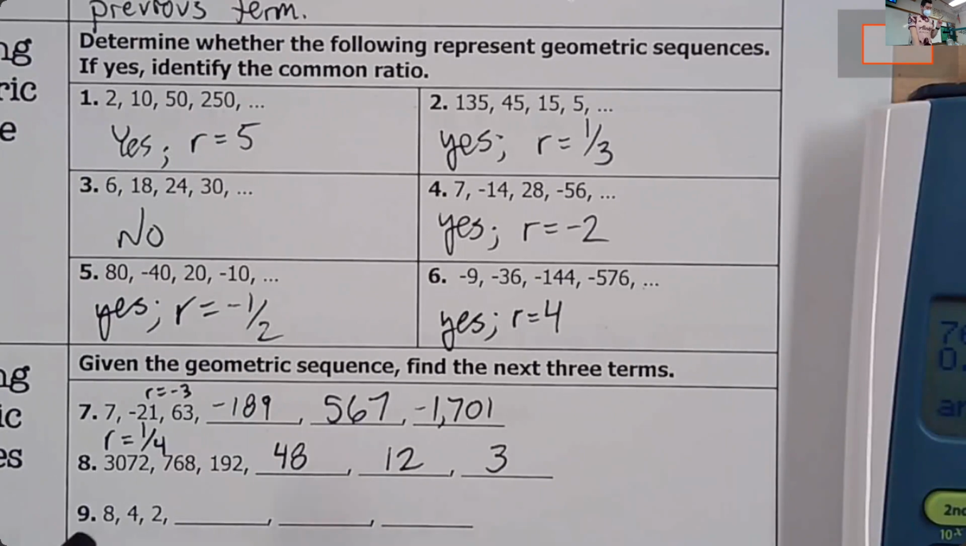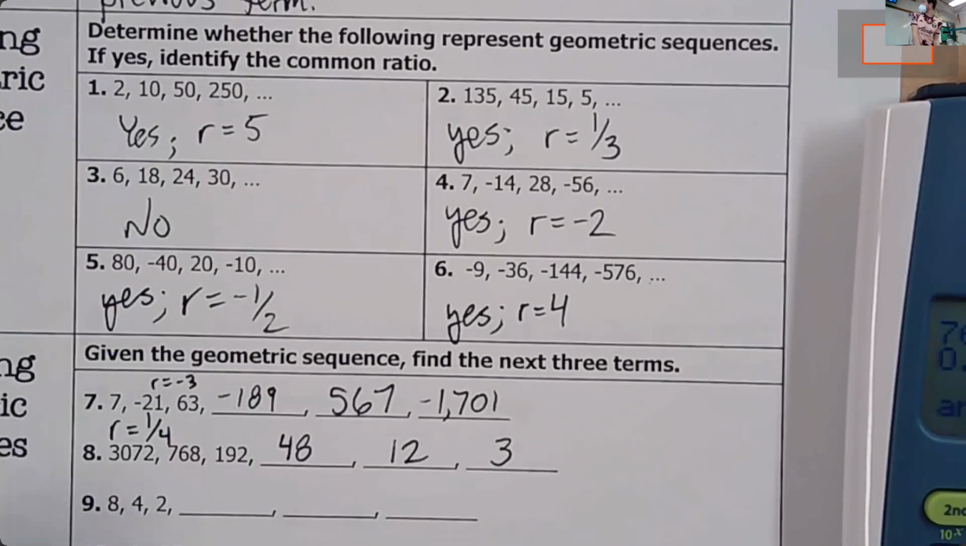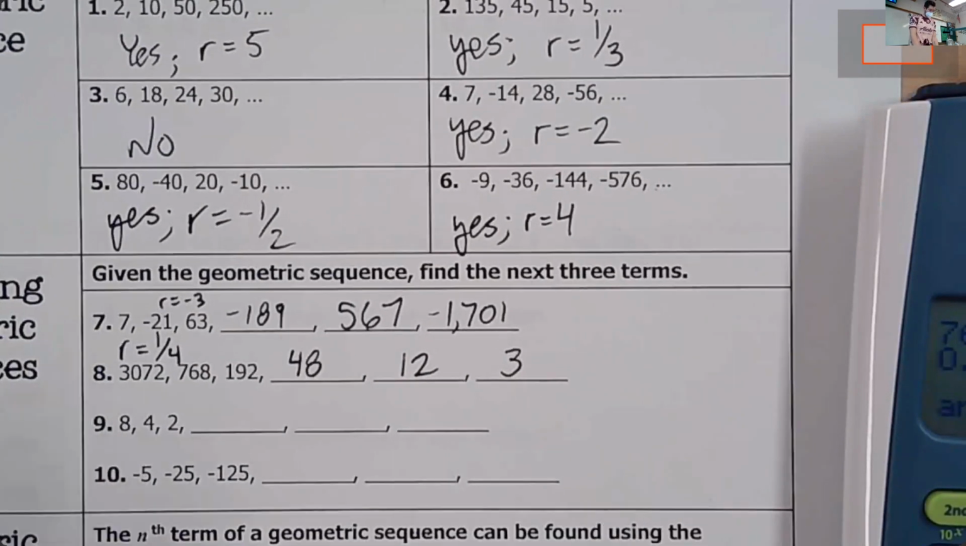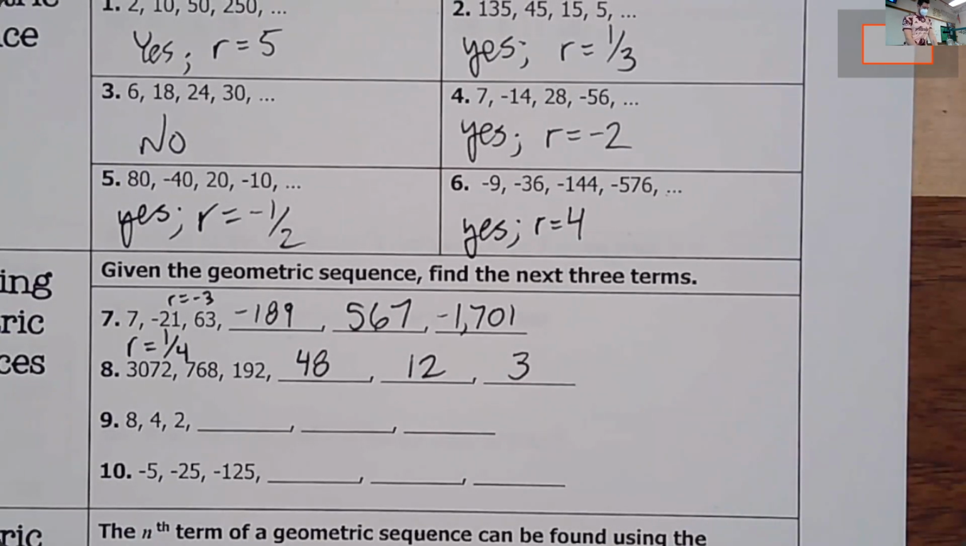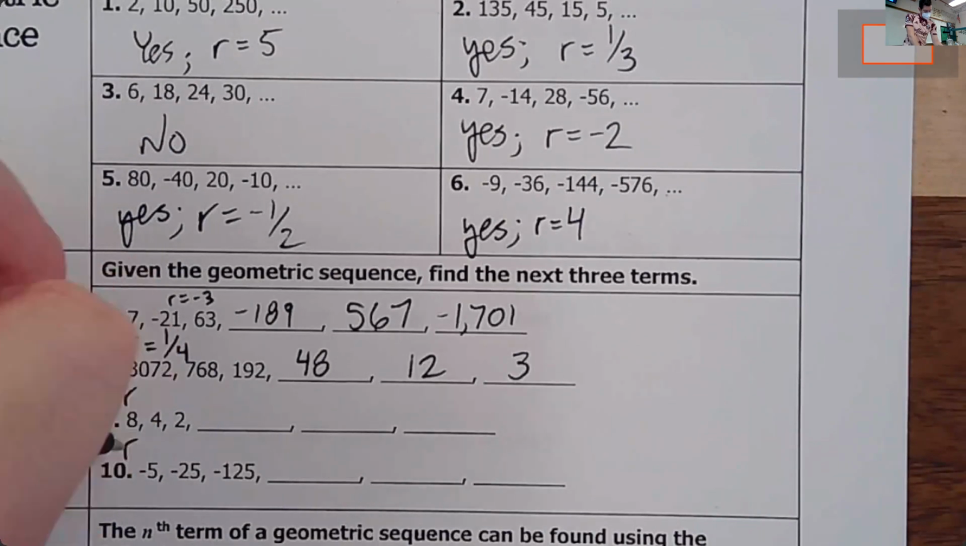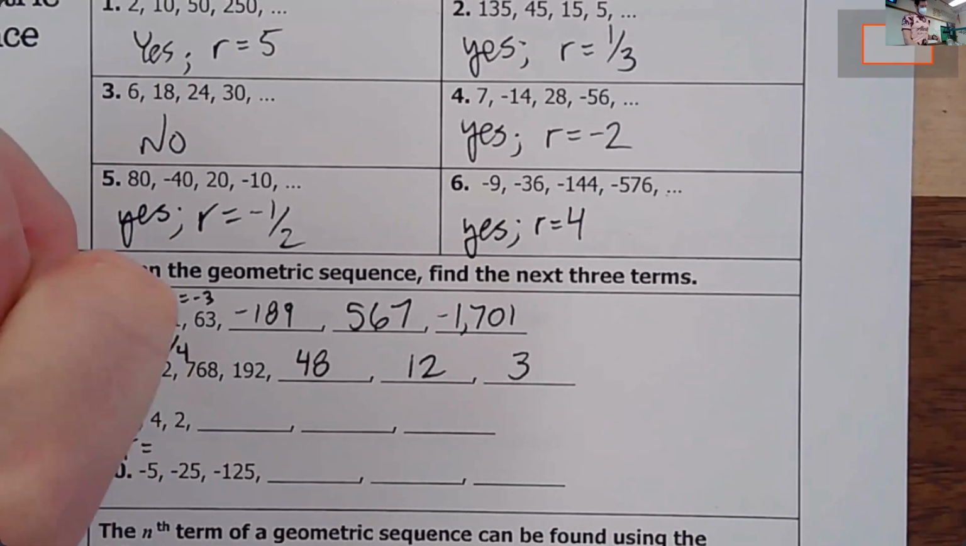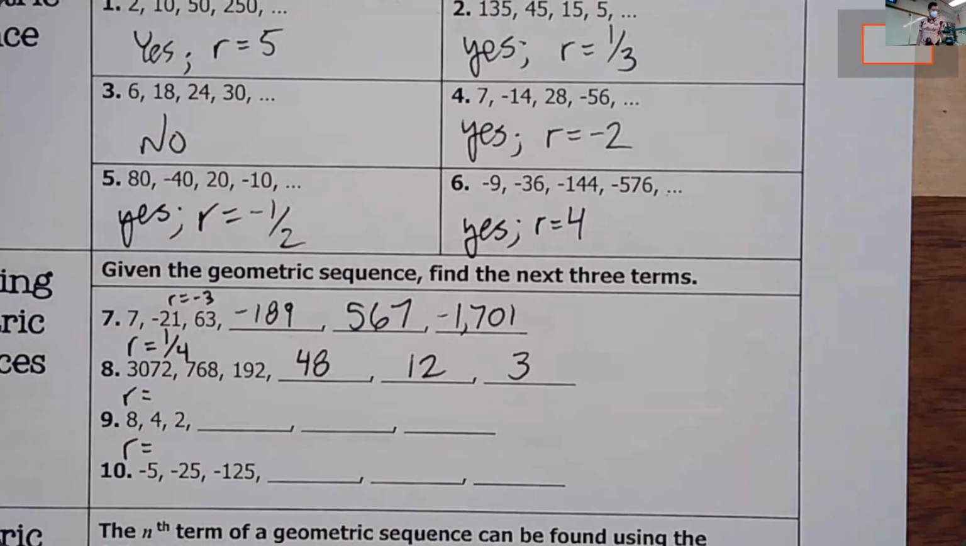All right, number 9 and 10. I want you to work on those two on your own. Try 9 and 10. Figure out the value of R, and then use the value of R to determine the next three values.